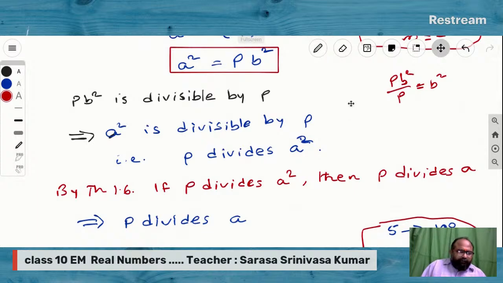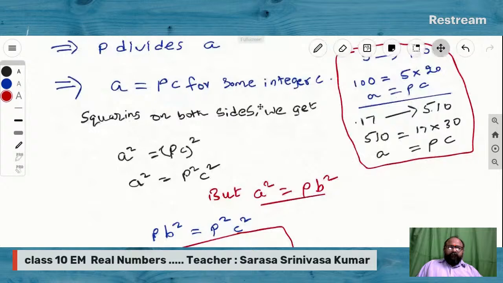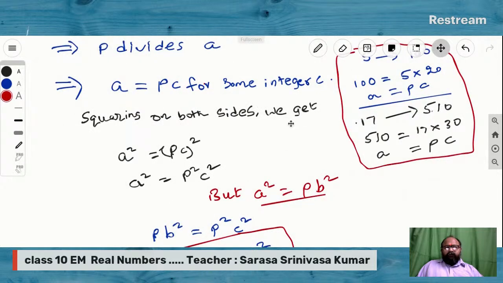That is, p divides a square. If p divides a square, then by theorem 1.6, p divides a. So we get p divides a. If p divides a, then we can write a equal to pc for some integer c.